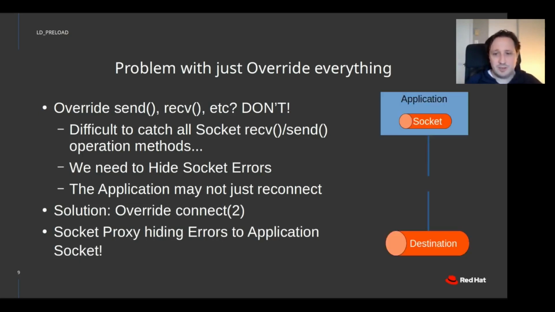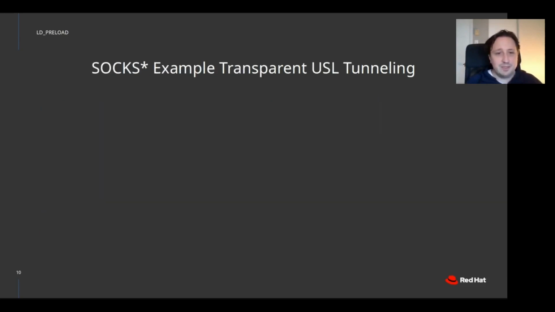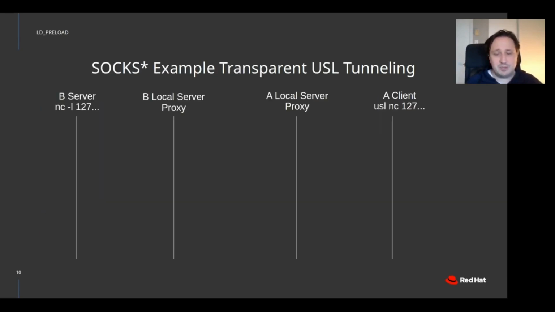How does it look like? You have your application like Netcat, it has a socket and your final destination. Then you have a socket proxy in the middle, and we assume that the connection between the socket and the proxy never fails, and between the proxy and the destination it can fail and reconnects then. So this is a flow diagram here where you can get maybe more idea how it works.